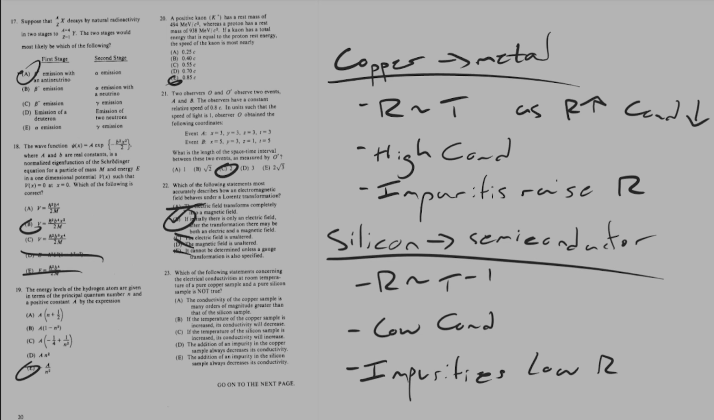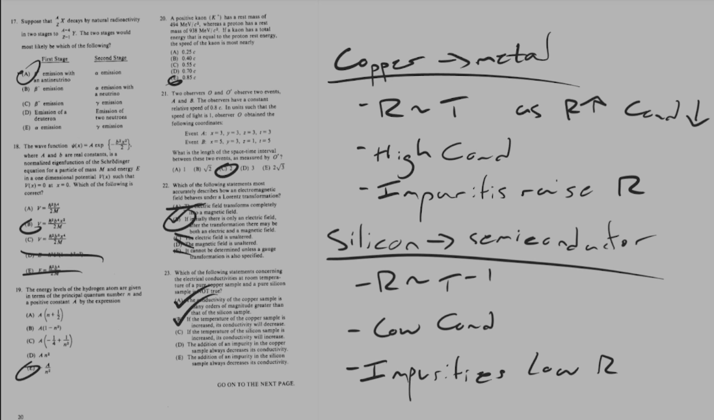The conductivity of the copper sample is many orders of magnitude greater than that of the silicon sample. That checks out. Simply, metals have a higher conductivity than semiconductors. If the temperature of the copper sample is increased, the conductivity will decrease. So as temperature goes up, conductivity decreases. That is also true since we see that as the temperature goes up, the resistivity goes up, the conductivity goes down.